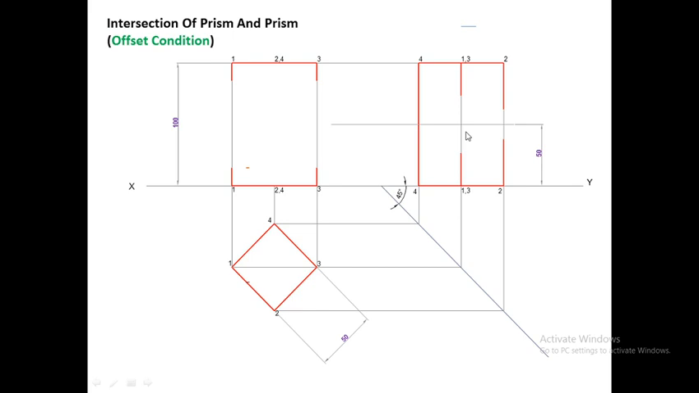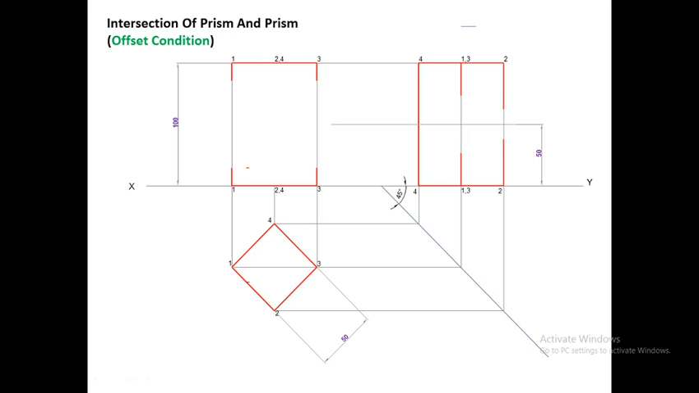In the previous sum, we have marked this point, that is the intersection of the vertical edge and this horizontal line, as the axis of the horizontal square prism. But in this case, this point, that is the point of intersection of this line and this vertical line, will not be the axis of the horizontal square prism. In order to mark the axis, we have to take a distance of 12 mm in front of.